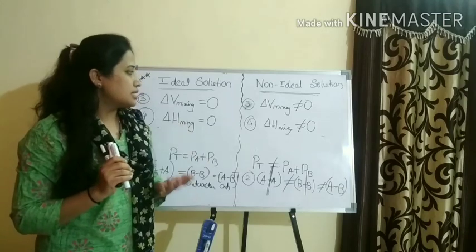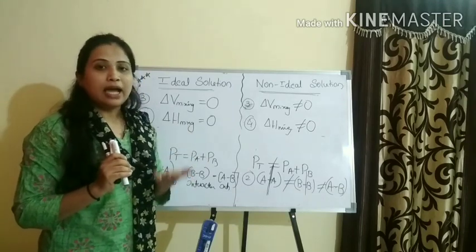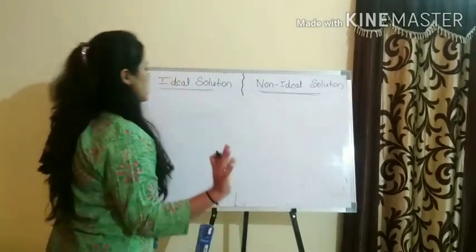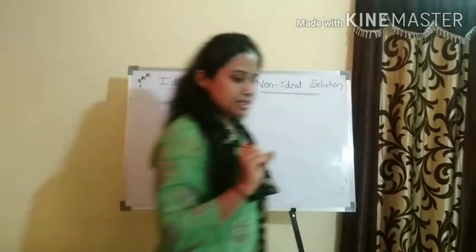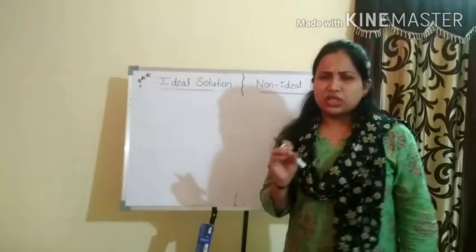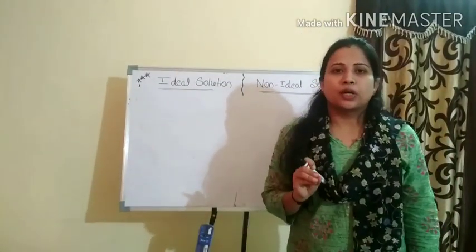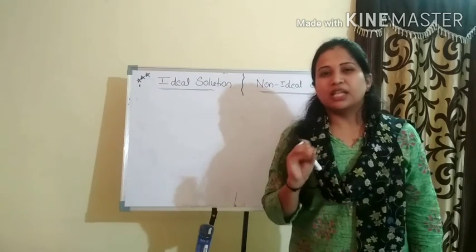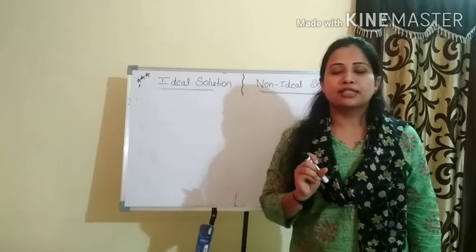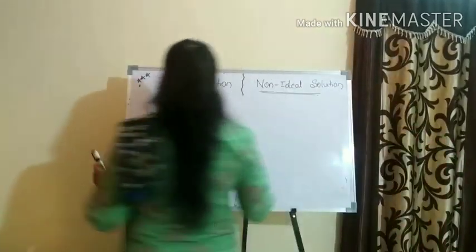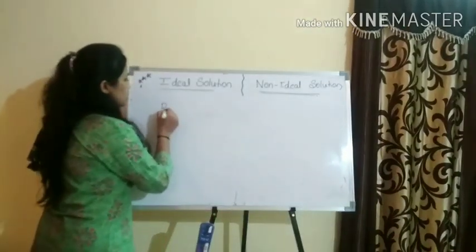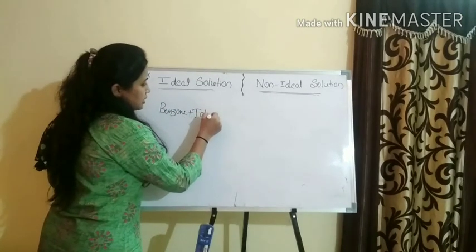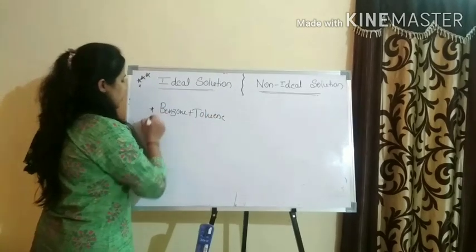Okay, let us take some examples for the ideal and the non-ideal solution. For the ideal solution, the way to remember here is that most of the ideal solutions will be organic solvents. Organic solvents, as I told, have a similar structure and somewhat the same molecular size. So the best example I could take here is benzene plus toluene. Benzene plus toluene. This is one example.